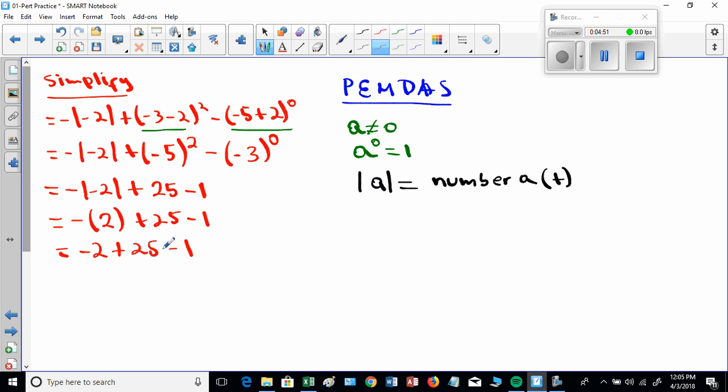So I know this is a very easy problem to work with, but if you follow the order, you're going to do addition and subtraction in the order they appear: -2 plus the number 25, you subtract the numbers, that gives you a positive 23. And if you take positive 23 and subtract 1, it gives you positive 22. So the result in this case, after you simplify this expression, is equal to the number 22. And there you have the result.